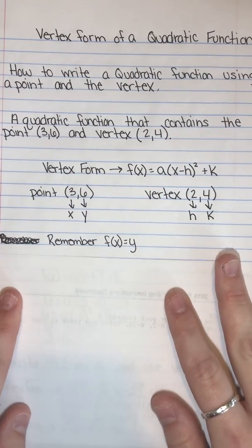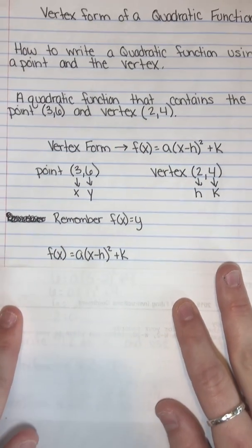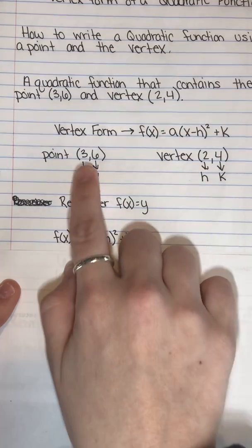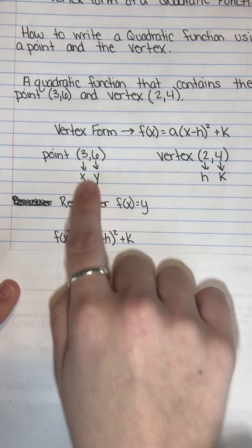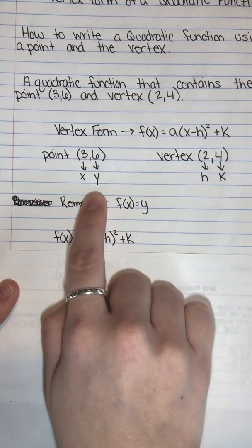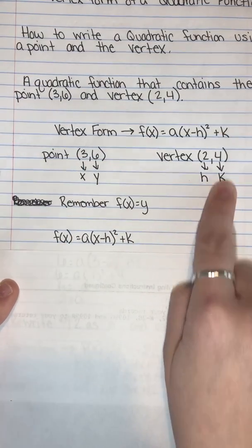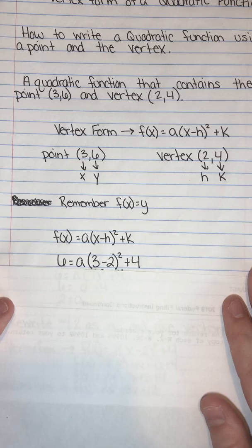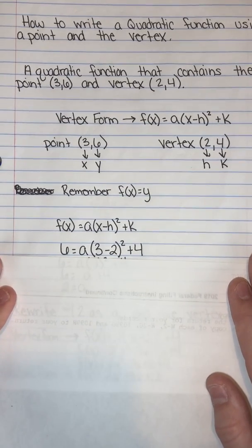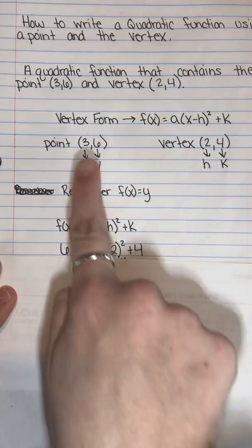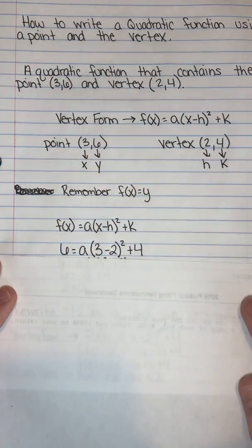So what I'm going to do is I just rewrote the vertex form down here, and we're just going to start plugging in these numbers. So instead of x, I'm going to put a 3. Instead of f of x, I'm going to use y, 6. Instead of h, I'm going to use 2. Instead of k, I'm going to use 4. So when I write it out, it will look like this. The only variable you should have left is a. That's what we're solving for. And again, all of these numbers just came from the information I gave you up here.